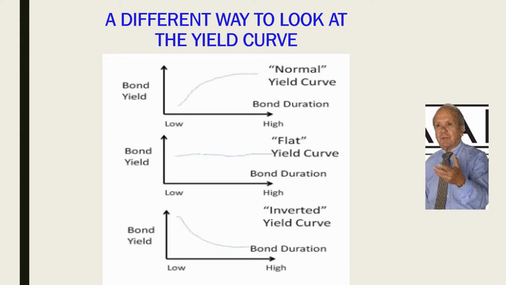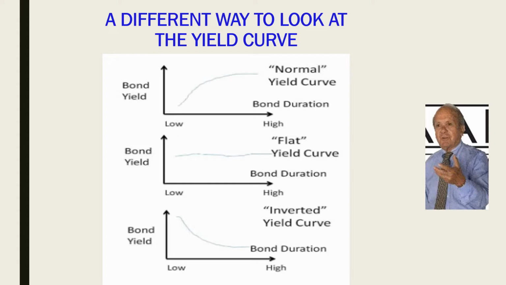The yield curve is the relationship between interest rates and maturity. So this is the interest rate, the yield, let's say, of 30-year bonds. This is the yield of 10-year bonds. This is the yield of 3-month treasury bills, as a for instance.